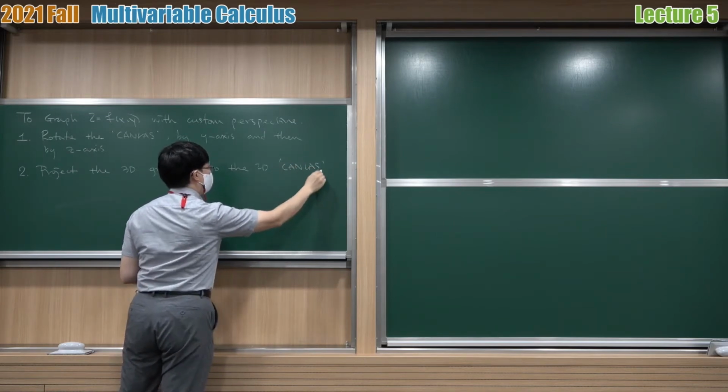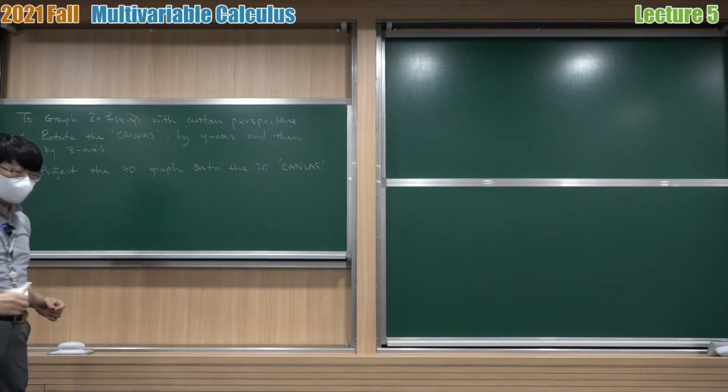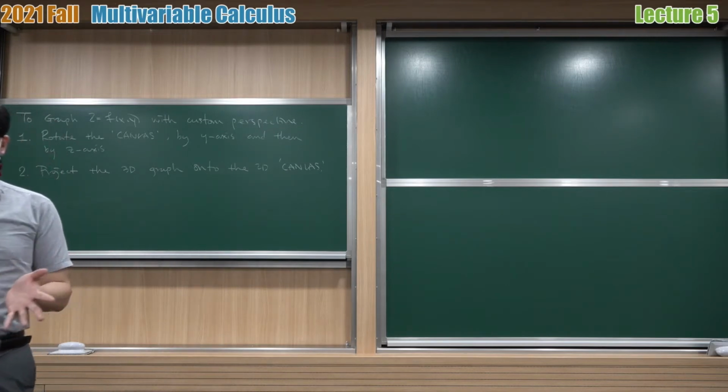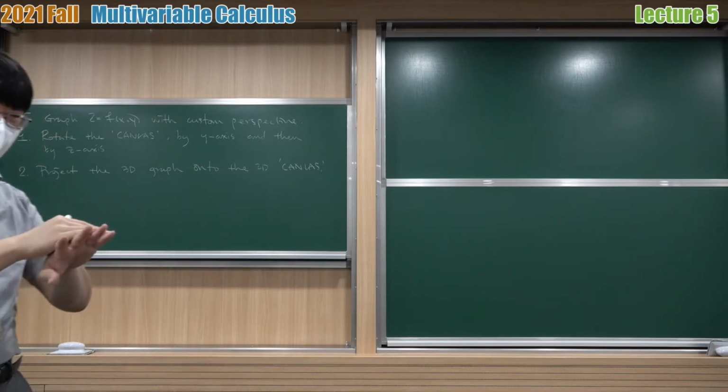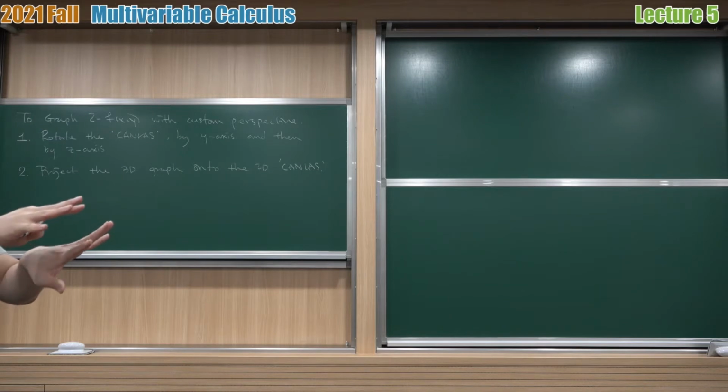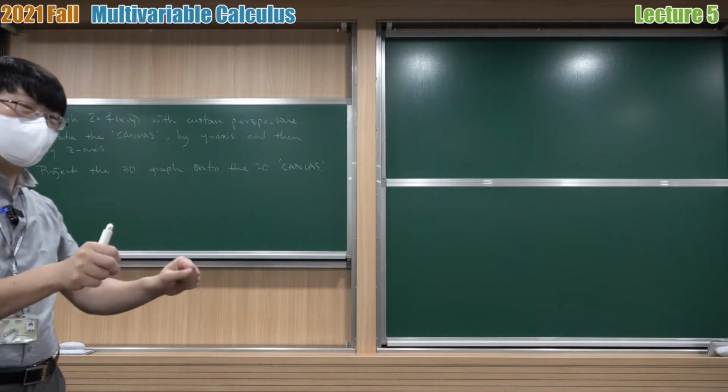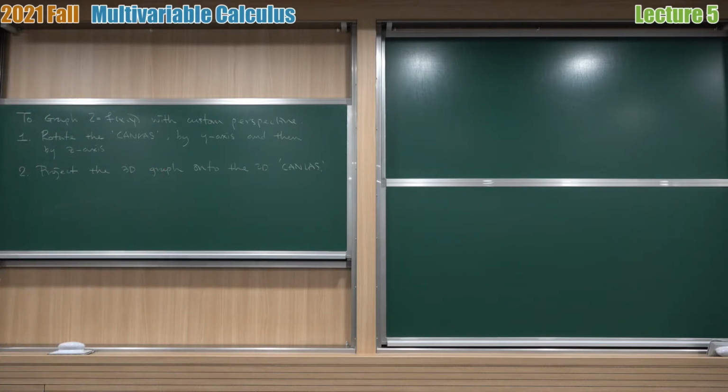The reason why I'm writing Canvas with a capital letter is that this canvas is lying in this 3D space, but we are going to draw this canvas in 2D plane, right? That's how we draw the 3D object on paper or on this blackboard or any 2D surface.